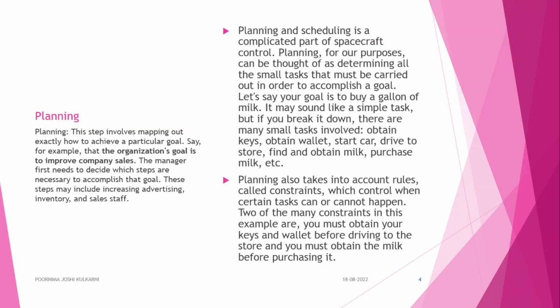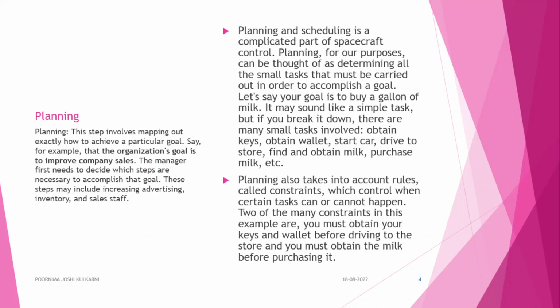Planning for our purposes can be thought of as determining all the small tasks that must be carried out in order to accomplish a goal. Let's say your goal is to buy a gallon of milk. It may sound like a simple task, but if you break it down, there are many small tasks involved. Obtain your keys first, then obtain your wallet. Without a wallet, you cannot buy milk. Start the car, drive to the store, find and obtain the milk, and purchase the milk, etc.